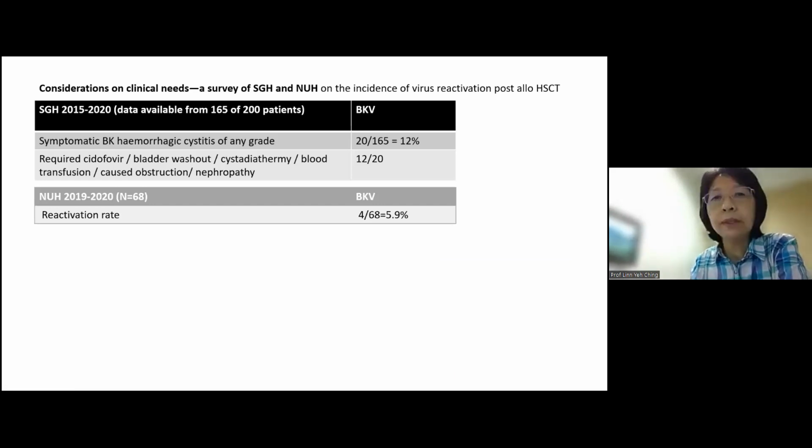So for BKV, a fraction of patients, in the range of 10%, have BKV cystitis, and it can be very challenging because there's really no good treatment.